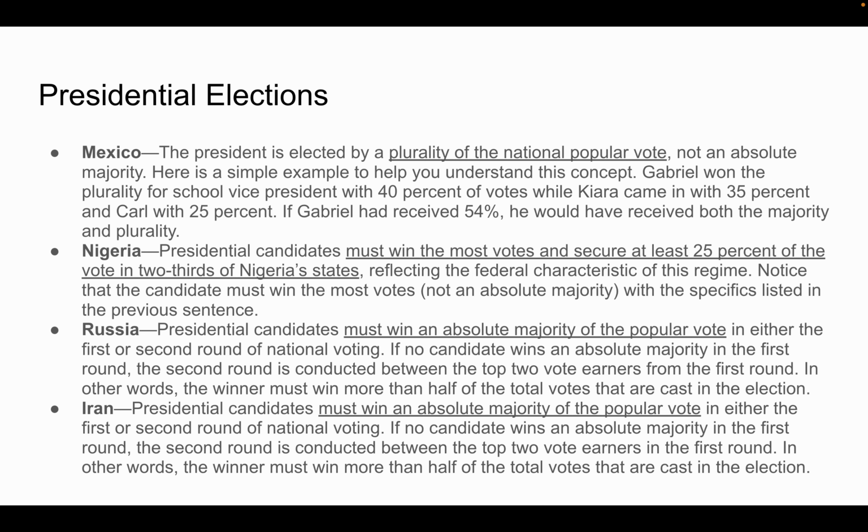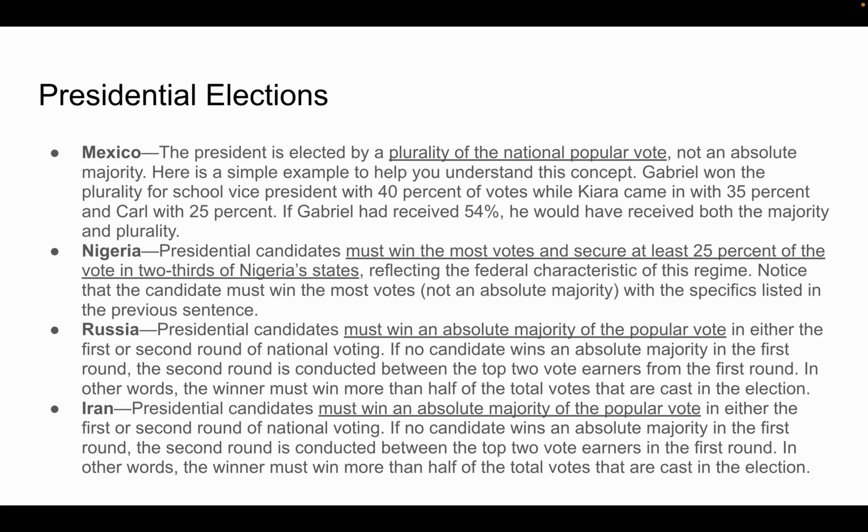Moving on to Russia, presidential candidates must win an absolute majority of the popular vote in either the first or second round of national voting. If no candidate wins an absolute majority in the first round, the second round is conducted between the top two vote earners from the first round. In other words, the winner must win more than half of the total votes that are cast in the election.